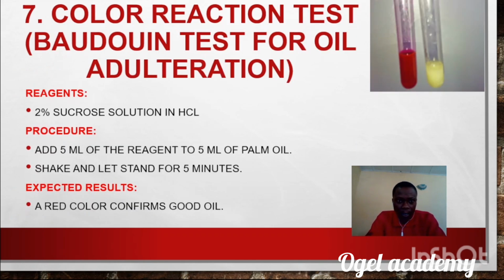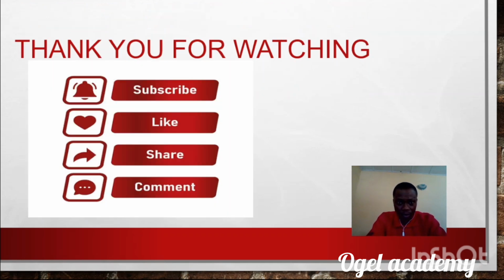Another test is the color reaction test, which is the Baudouin test for oil adulteration. Here we need a 2% sucrose solution in HCl, and the procedure is as follows. The expected result is that a red color will confirm good oil. As shown there, a red color confirms good quality oil.